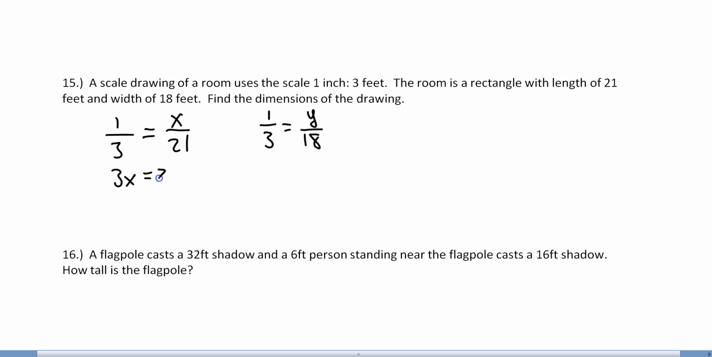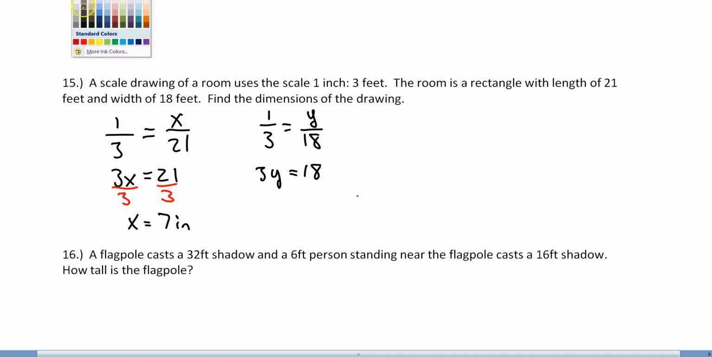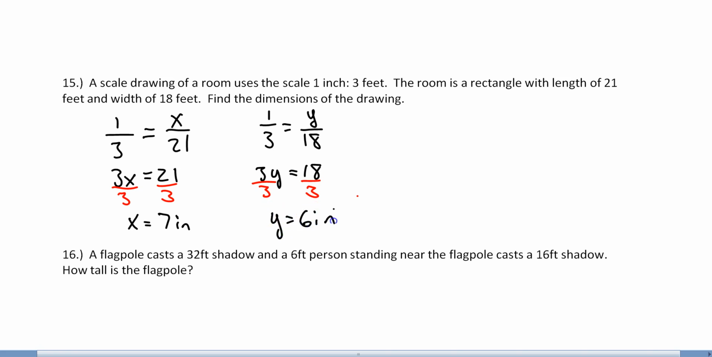That's 3x equals 21. And then I divide each side by the 3. So I find out that x equals 7 inches. Here I cross multiply and I get 3y equals 18. And once again I divide by the 3. And I find out that y equals 6 inches. And so as I'm drawing this scale drawing, the room that was 21 feet by 18 feet, in my drawing is going to be represented by 7 inches by 6 inches. Okay?